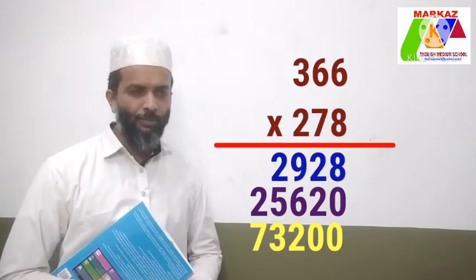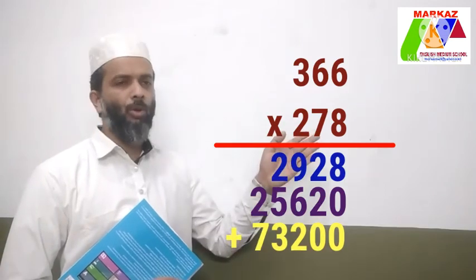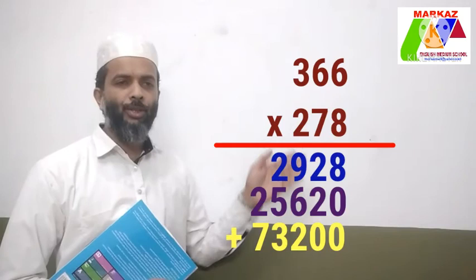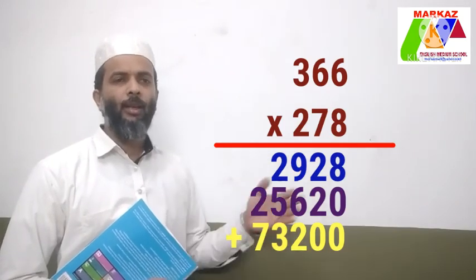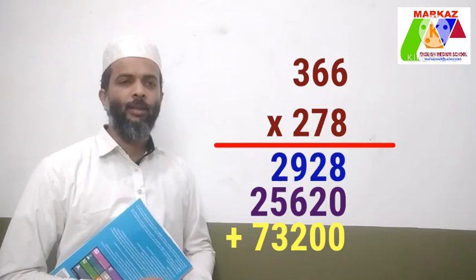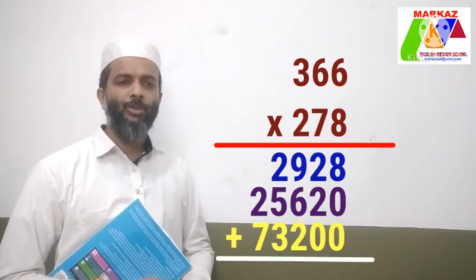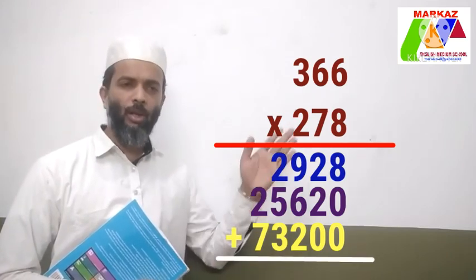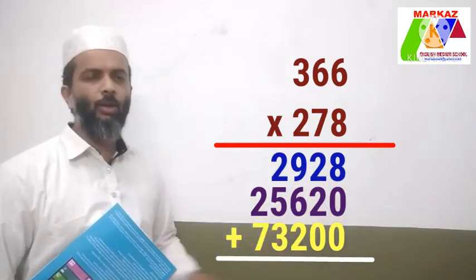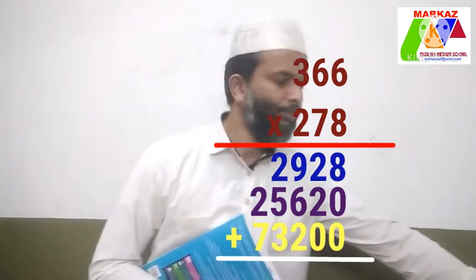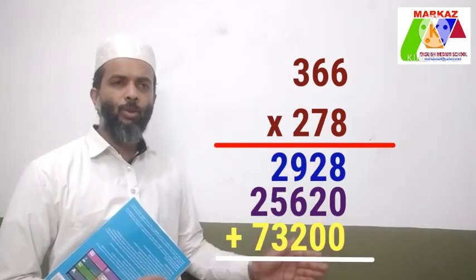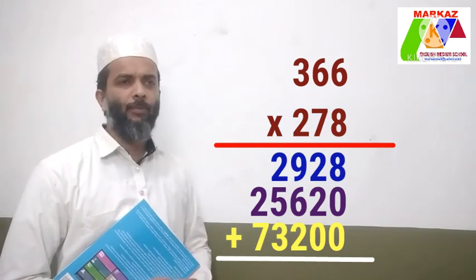Add your answers. First 2928, 25,620, last one 73,200. Add 8 plus 0 plus 0 is equal to 8. 2 plus 2 plus 0 is equal to 4. 9 plus 6 plus 2 is equal to 17.